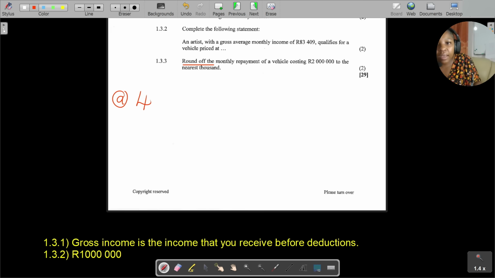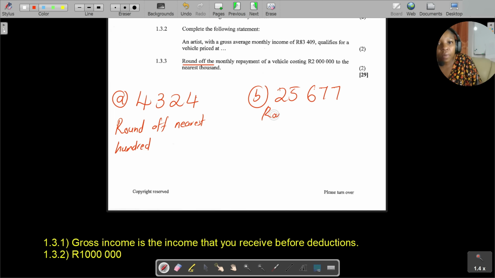Let's say I give you 4,324. That's A. B, and then I give you 25,677, and then here I say round off to the nearest 100, and then here I'm saying round off to the nearest 1,000. Okay, I'm giving you some additional questions to look at there.